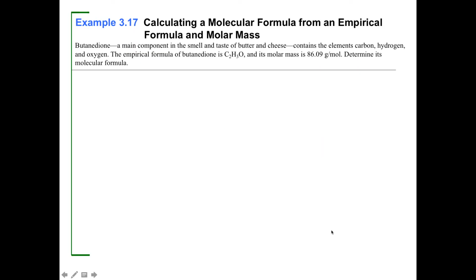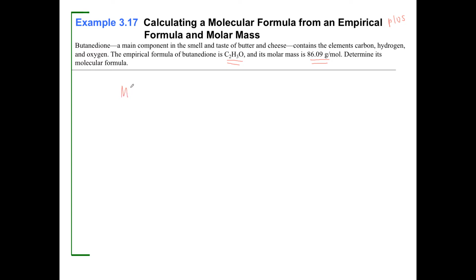3.17, this is on page 105. Page 105, and we're going to do this now. Butadiene is a main component in the smell and taste of butter and cheese. It contains the elements carbon, hydrogen, and oxygen. The empirical formula of butadiene is such and such. We're given the empirical formula here. Its molar mass is such and such. We can figure out a very clever way to figure that out. Determine its molecular formula.